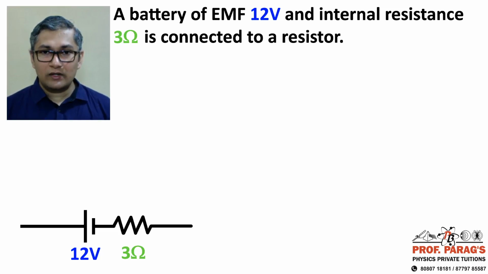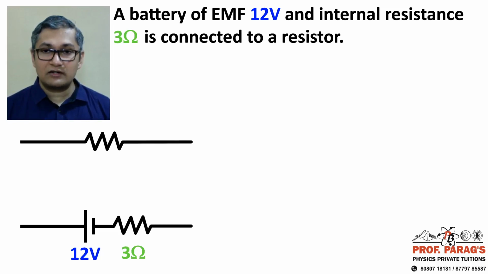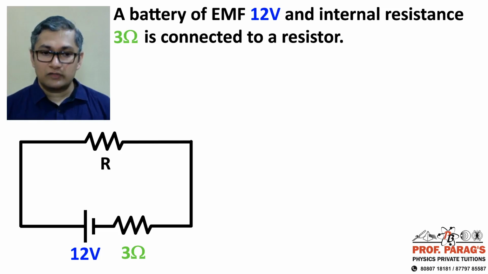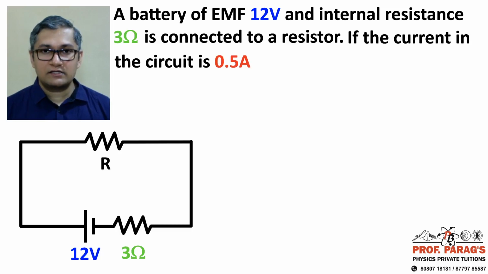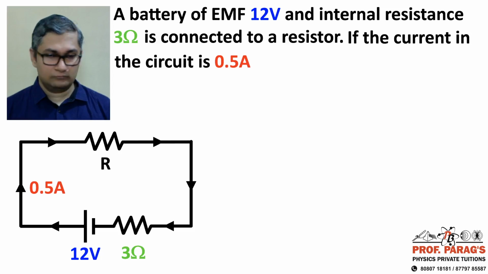It is connected to a resistor. There is an external resistor. What is its value? No information given. So let me just call it capital R, the load resistance here. So it is connected, and we'll complete the circuit. In the previous question, we had to find out the current. Now here they are giving us the current. I know the current is going to flow clockwise, from the positive of the cell to the negative of the cell. This current they are telling me is 0.5 amperes, in red. Okay, very nice.